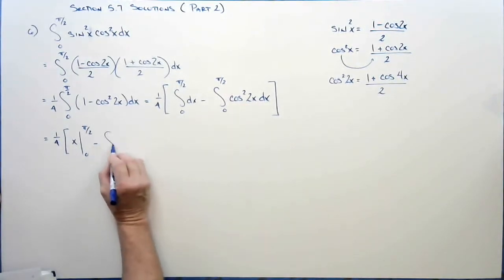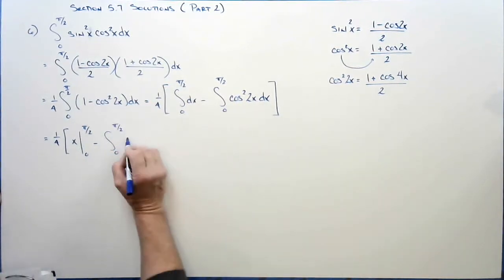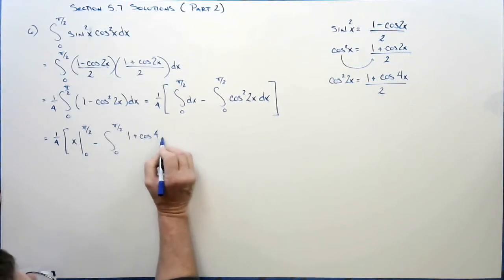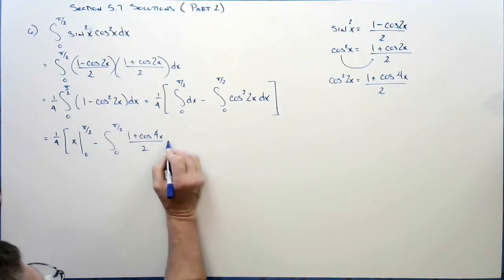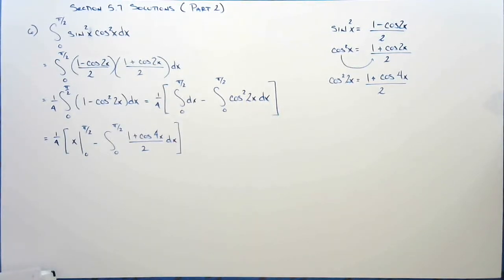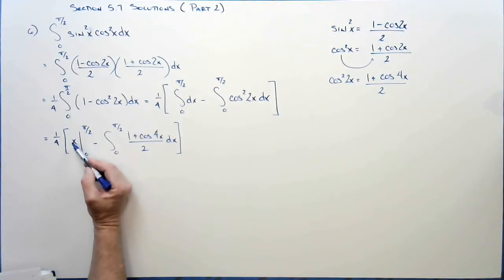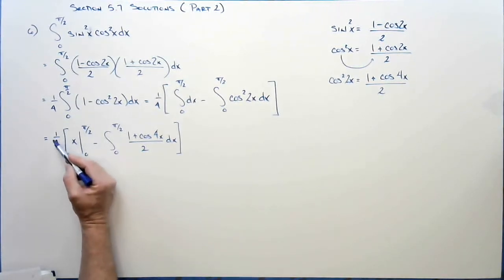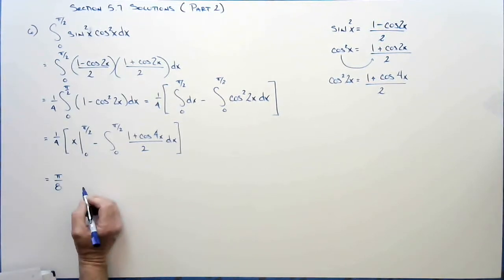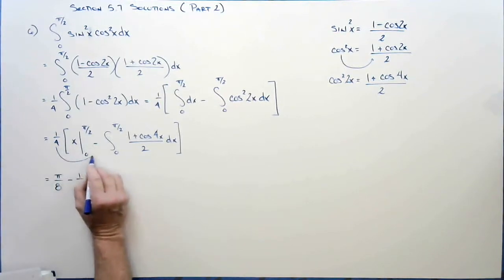So we're going to have minus the integral from 0 to pi over 2, and we're going to substitute in 1 plus cosine 4x all over 2 dx for our cosine squared 2x. Now, if we evaluate this at pi over 2, this is going to be pi over 2. At 0, this is going to be 0 times a fourth. That's going to be pi over 8. So we'll just write that here. Minus 1/4. That's our 1/4 here.